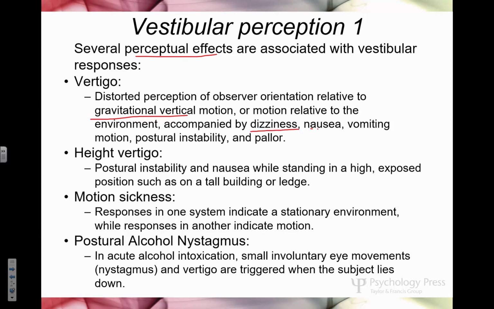It can cause dizziness, nausea, vomiting, postural instability, and you can lose color from your skin. So you're constantly trying to deal with that. Height vertigo is pretty similar, but it's really involved with that high exposed position, like on a tall building or a ledge. And you get that mismatch between the information from your visual system and from your vestibular system. And that's what really causes a lot of these problems.